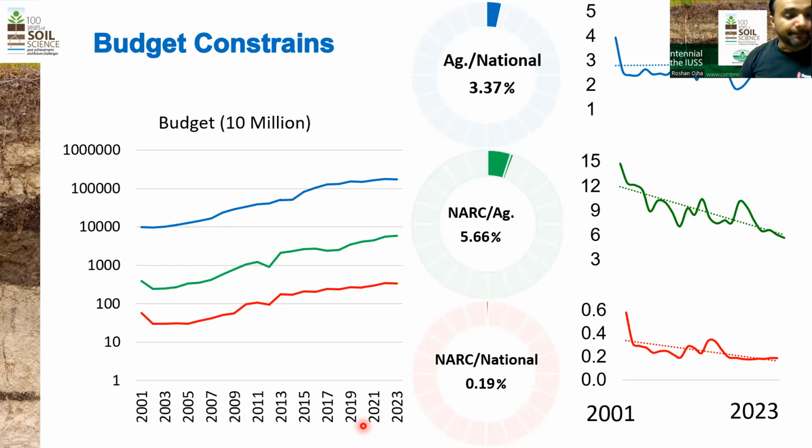Here you can see the national budget, agricultural budget, and research budget. They are all increasing annually in this left-hand side figure. But if you look at their proportion, they are decreasing annually. The proportion of the total agricultural budget compared to the national budget is only around 3.37%. And the research budget compared with the agricultural budget is only around 5.6%. And compared to the national budget, the research budget is only 0.19%.